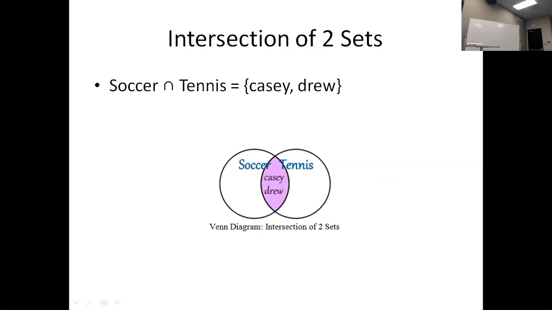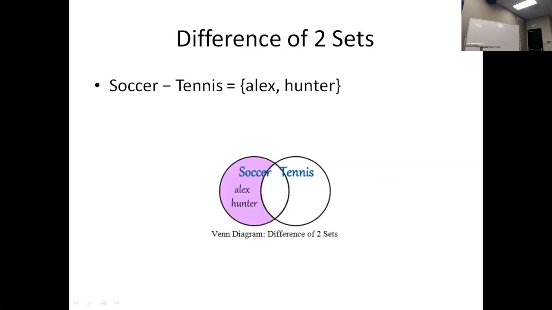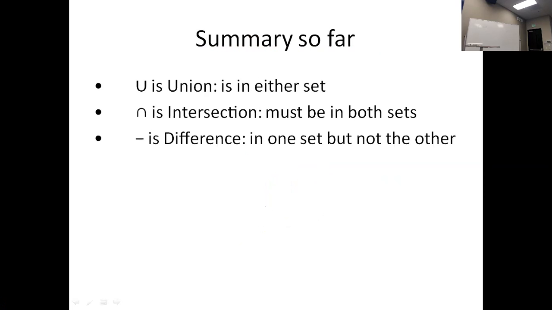So here in the next diagram, you can see it better. All right. The difference, if we want to find people who only play soccer, soccer minus tennis, would be Alex and Hunter. So if the U is a union, that reverse U, like an N, is intersection, must be in both, and that minus sign is difference: in one set, but not the other.